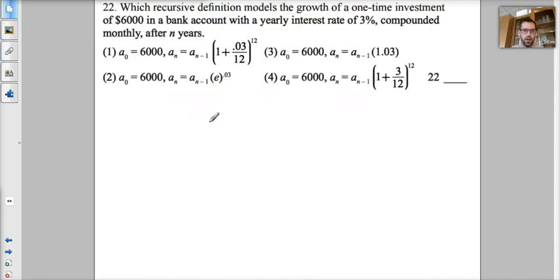All right. Monthly compounding. So we've got a first amount. Okay, so this is not continuous compounding because it doesn't have the e. It's compounded monthly, so I should have 0.03 divided by 12. It's got to be this one here. Starting with $6,000, you take the previous amount, you multiply it by the monthly interest rate, and we are good. Yeah, so 22 should be 1.